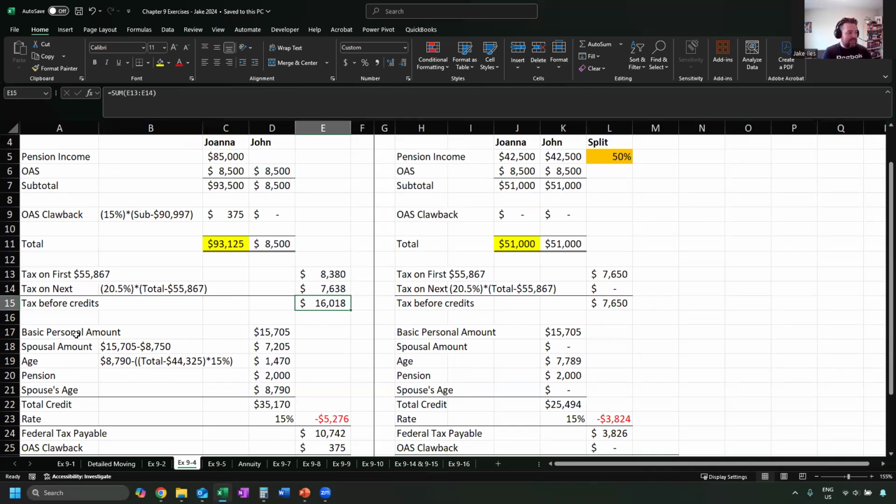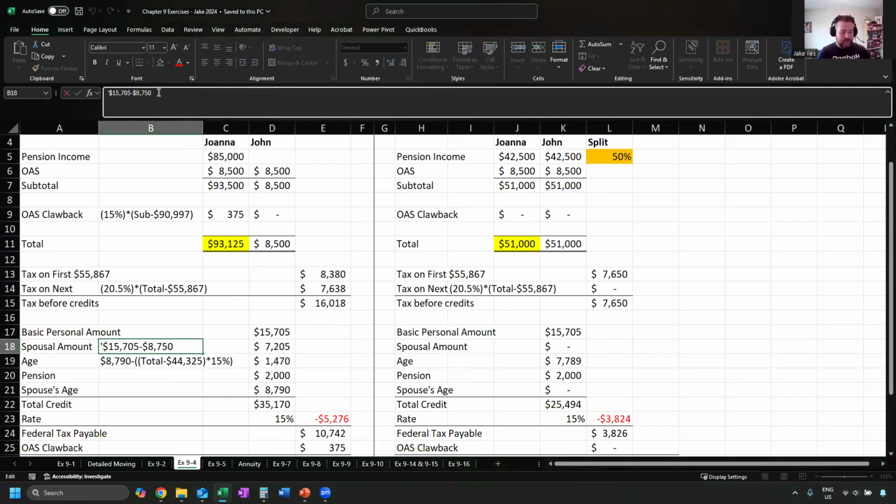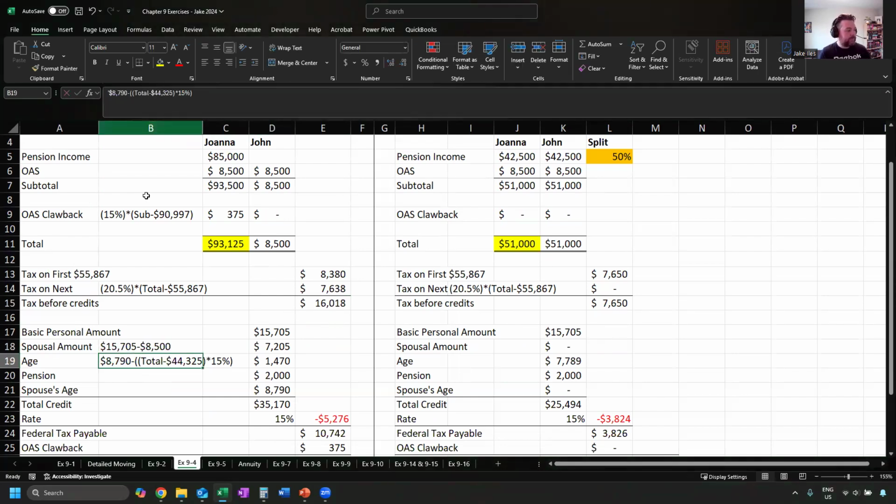The credit she will receive is the basic personal amount plus the spousal amount for the unused portion of John's credits. That says 87, that should be 8,500. So John used some of his credits and only what's left will go to Joanna. We have Joanna's age amount. So she gets 87.90, but that will also be reduced by her income over 44,000. So 1470. She gets the pension credit, and she's also going to get the unused age credit from John. John doesn't have any taxes owing, so we get that credit as well.